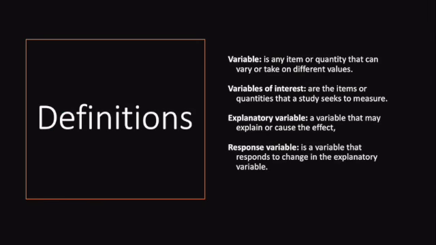So for our study, we first need to identify some variables. So a variable is any item or quantity that can vary or take on different values. So for example, things like height, weight, hair color, income level, okay? Those are variables. We as people have so many variables we could study. It's insane.